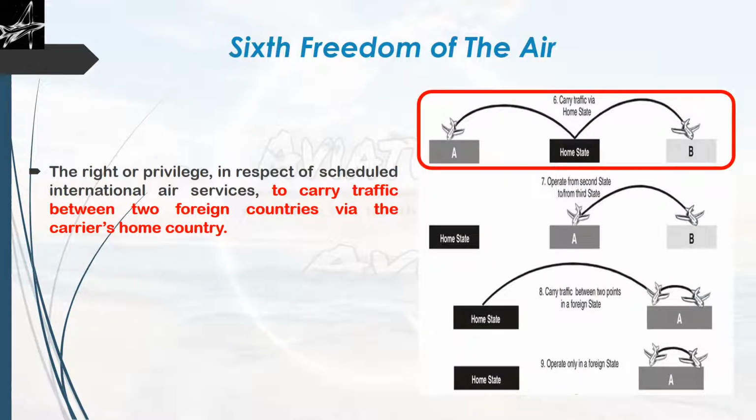Moving on to the sixth freedom of air. This is the right or privilege in respect of scheduled international air services to carry traffic between two foreign countries via the carrier's home country. So here, the airline of the home state carries traffic from country A, flies to its home state, and further carries traffic from the home state and flies to country B. This freedom of air is very common in the Middle Eastern countries and the European countries. So basically this right gives the freedom to carry passengers between two countries through an airport in the home country.